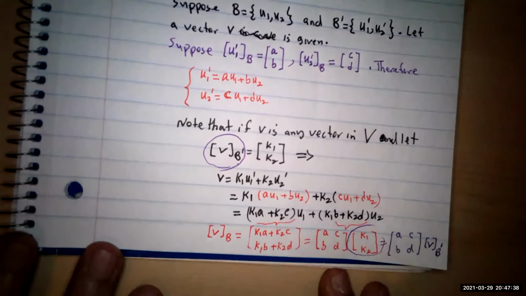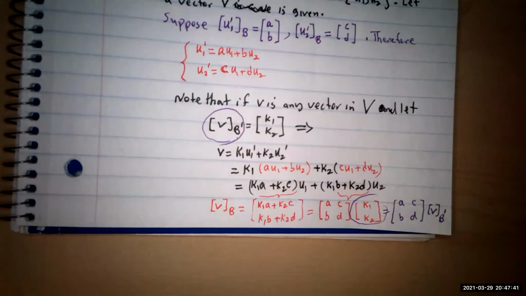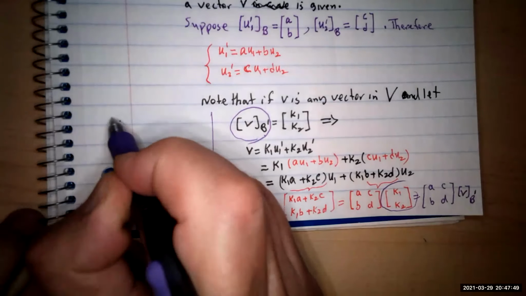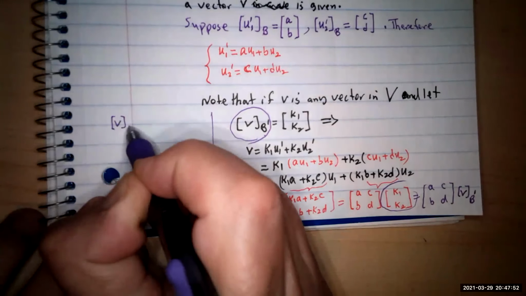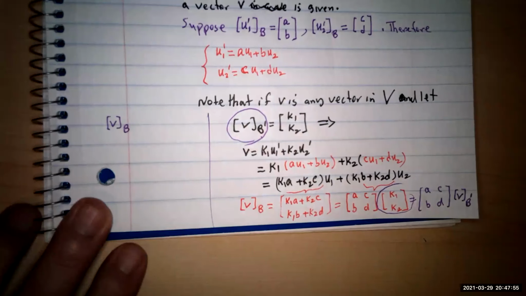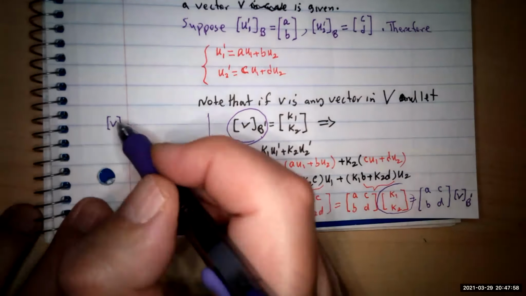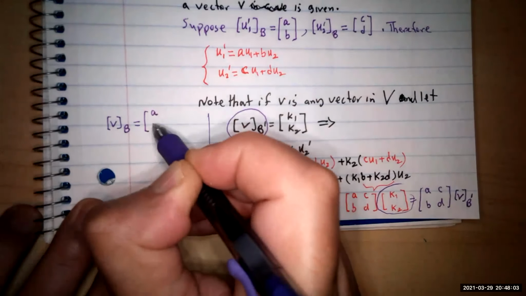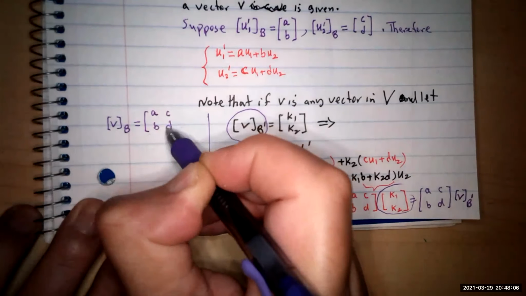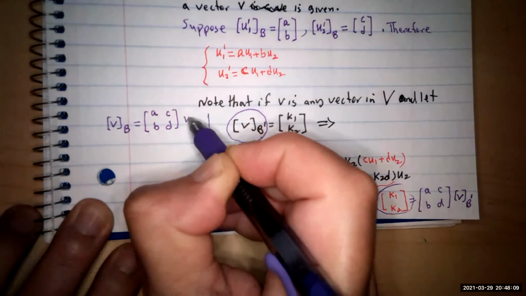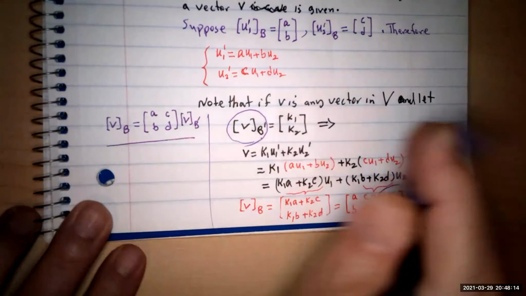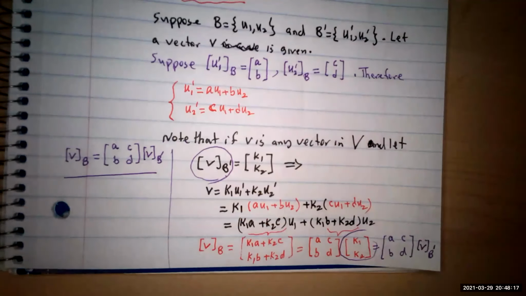You see, this is a relationship that we found. If you bring it up, this is what you did. If you want to find the coordinate vector with respect to the old basis, this is going to be equal to a, b, c, d times v with respect to B prime. So that gives a relationship between the old one and the new one.